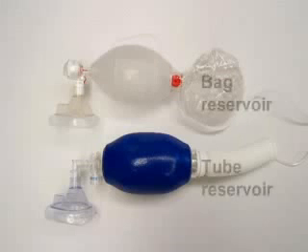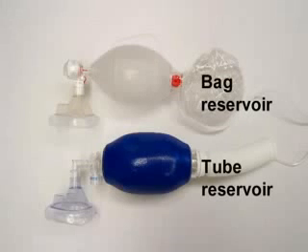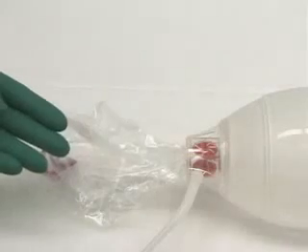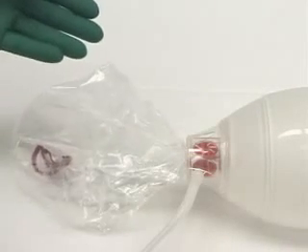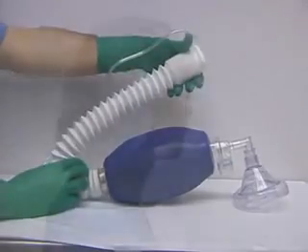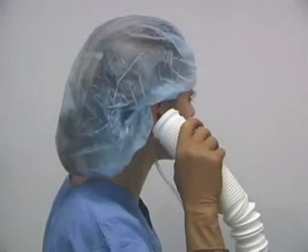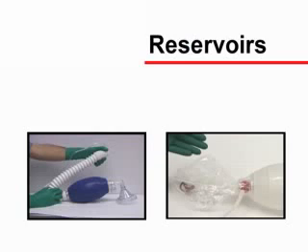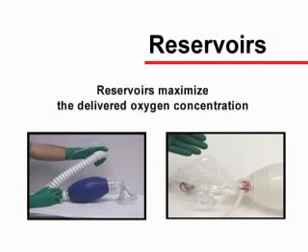Bag valve devices can be equipped with an oxygen reservoir of varying design. If the reservoir bag fills, oxygen is flowing. Oxygen flow through bag valve devices with a tube reservoir can be confirmed by listening to the sound of gas flowing. The purpose of these reservoirs is to maximize the delivered oxygen concentration.